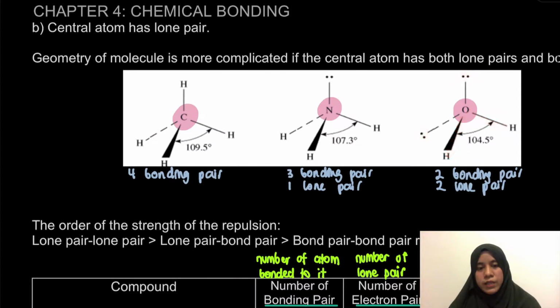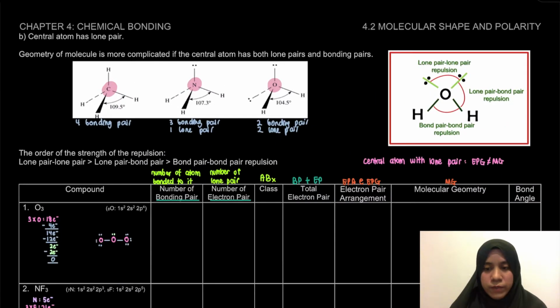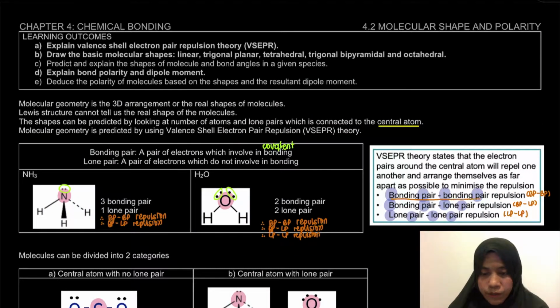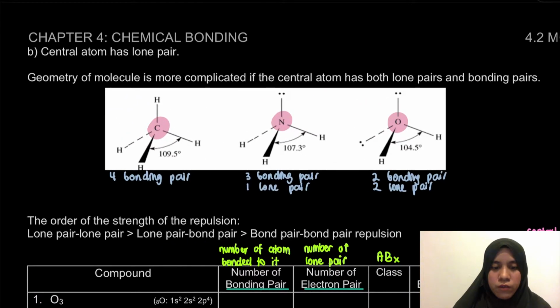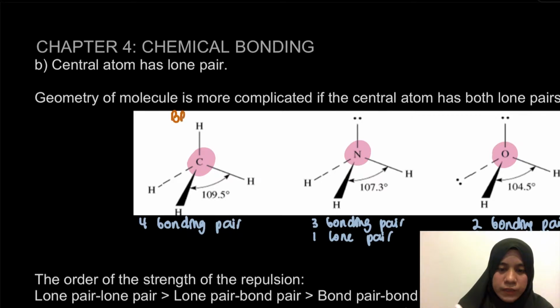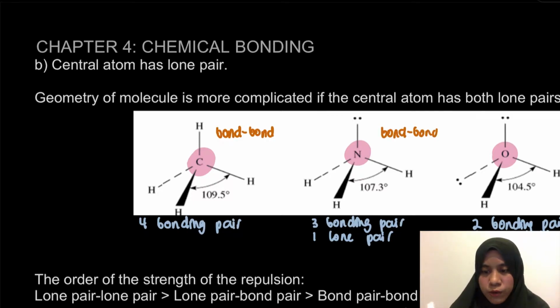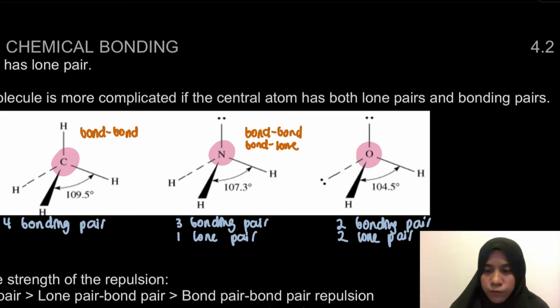Okay, so if you still remember from the first video, I mentioned that kita ada belajar bonding pair repulsion. We have learned bond pair repulsion, bond pair lone pair repulsion, and lone pair repulsion. So in this case, for my methane, I only have bond pair repulsion. Kat ammonia kita ni ada bond pair lone pair repulsion. Okay, for the case of water ni, kita ada bond pair lone pair repulsion. Ada extra lagi, dia ada lone pair repulsion. Between lone pair ni ada repulsion, between this ada repulsion, between the bonding pair pun ada repulsion.